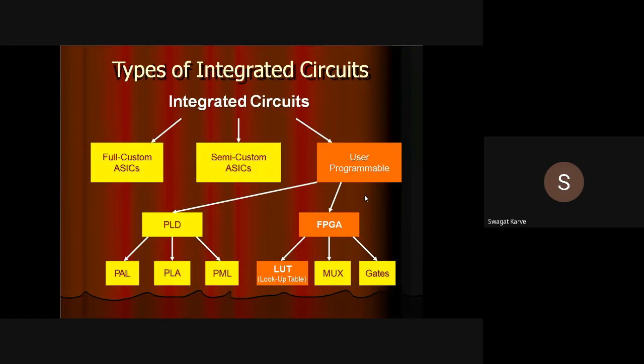And full custom ASIC means what? It's just like a black box. Everything you can customize according to your requirement. That is a full custom ASIC. And in semi-custom ASIC, you can partially program it as per your requirement. That is semi-custom. Okay, so this is the basic category of integrated circuits.